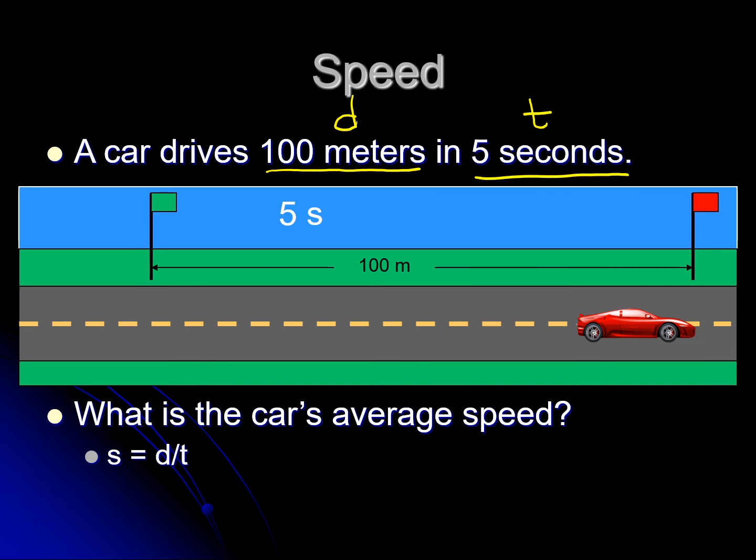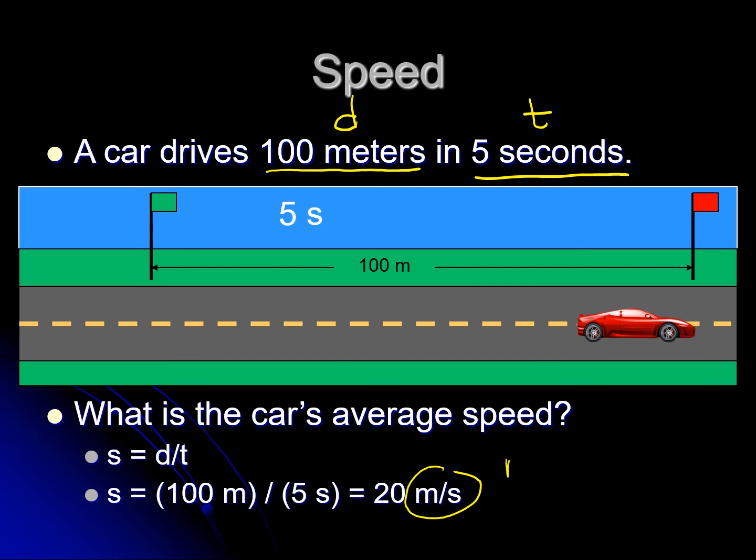Using S equals D over T, we get 20 meters per second. The slash here is read as per. So this is your meter, the slash is your per, and the S here is second.